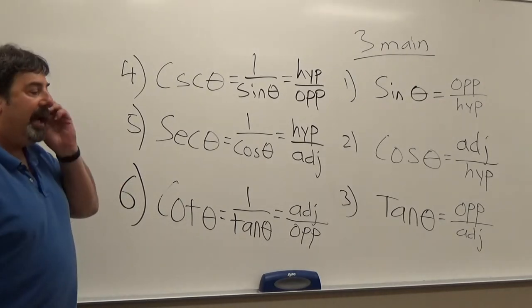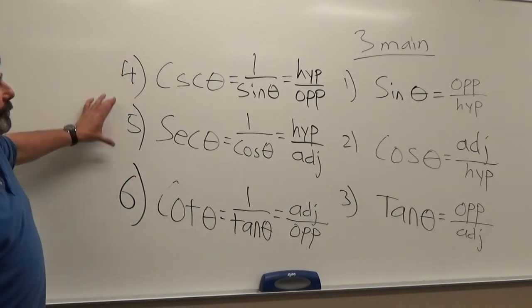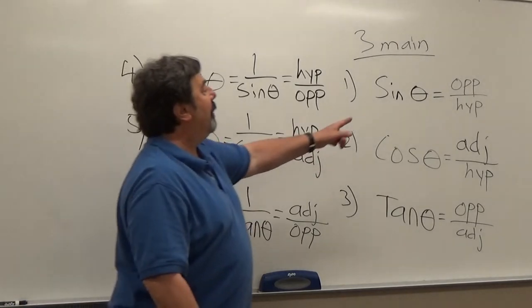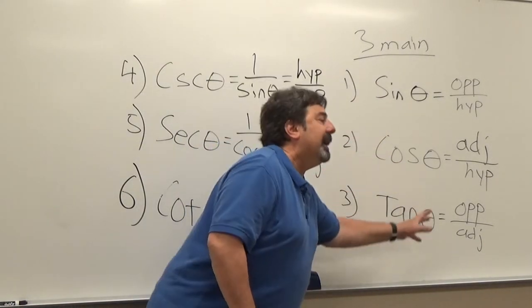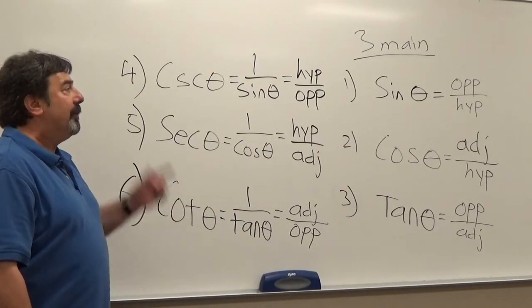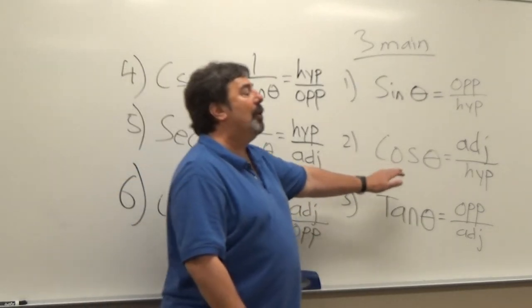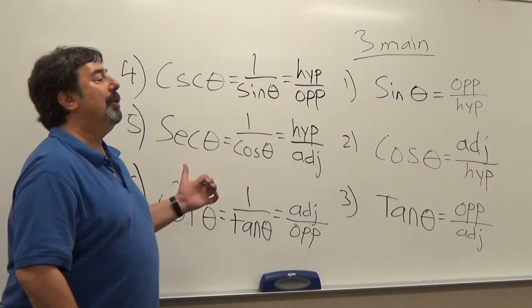But I do want to point out that a lot of times if they ask you for one of these 3, what you want to do is find one of these and then take its reciprocal to get one of these. All right? So if they ask you for the secant, you may first find the cosine and then take its reciprocal, and that will give you the secant.